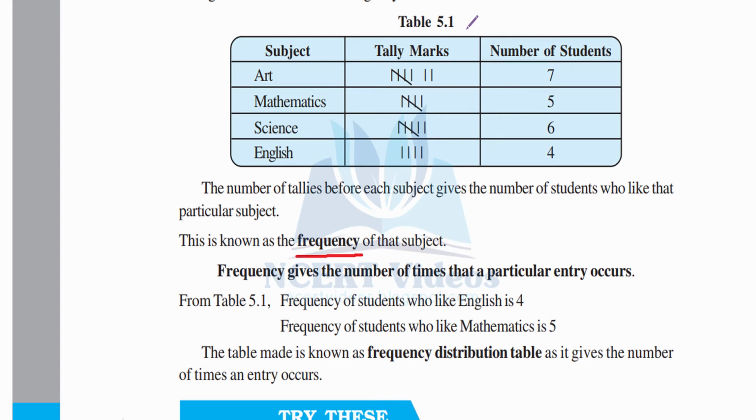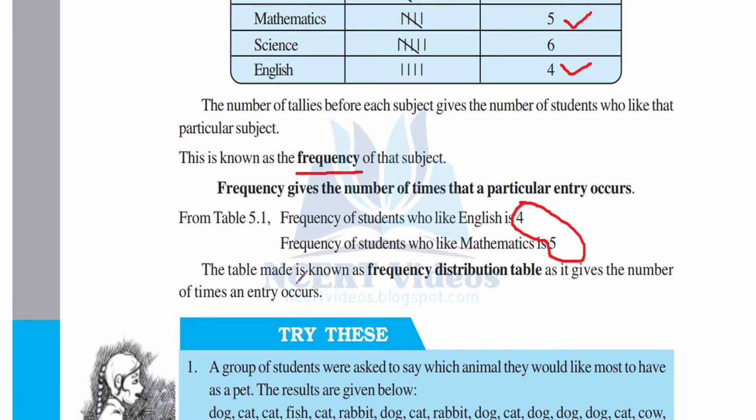So we can say from table 5.1, the frequency of students who like English is how much? 4. The frequency of students who like mathematics is how much? 5. So the same has been written over here, 4 and 5. Now the table made is also known as a frequency distribution table.